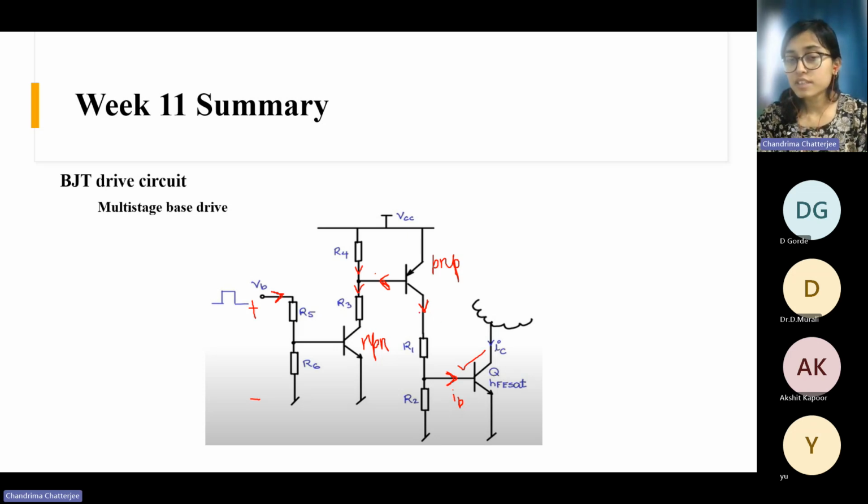And at each stage, you see the current is getting divided by beta. So if this is IB, the base current of this will be this current divided by its beta. Again, the base current of this will be this current divided by beta. So the current you actually need to draw from here will be much less than your actual current requirement. That's why this multi-stage circuit is used, so that we have to source very little current for the base drive from the source.